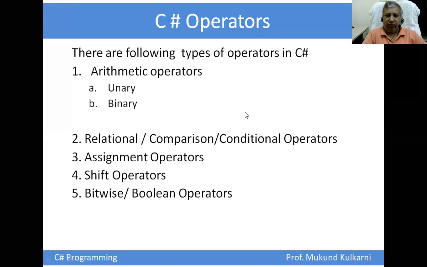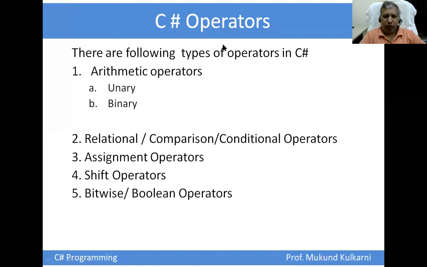Again, there are two subtypes of arithmetic operators. One is the unary operator and the second is the binary operator. Unary means an operator that works on only one operand, whereas binary means an operator that works on two operands. So unary, one operand is required; binary, two operands are required. I hope all of you know the meaning of operator and operand.